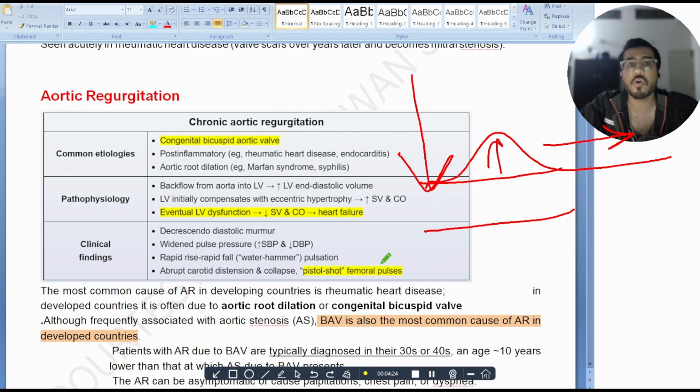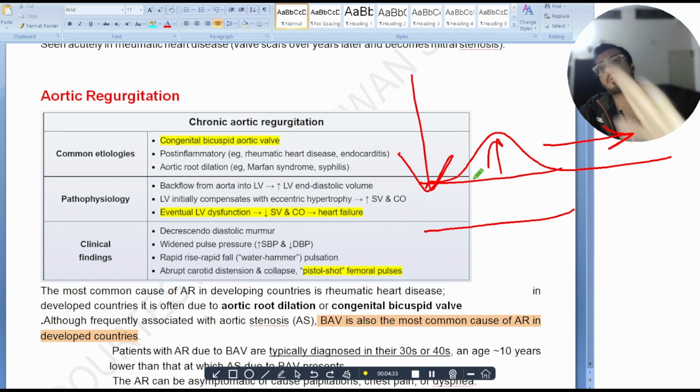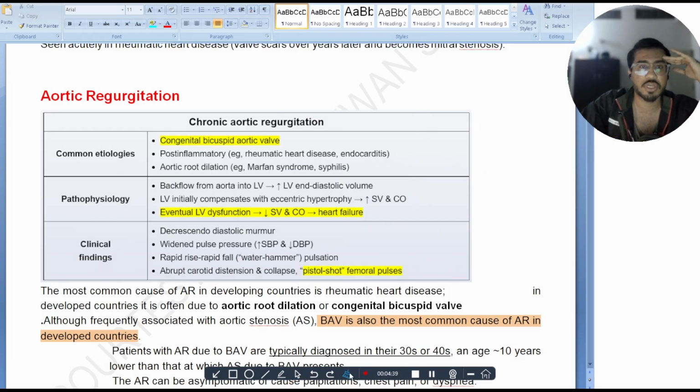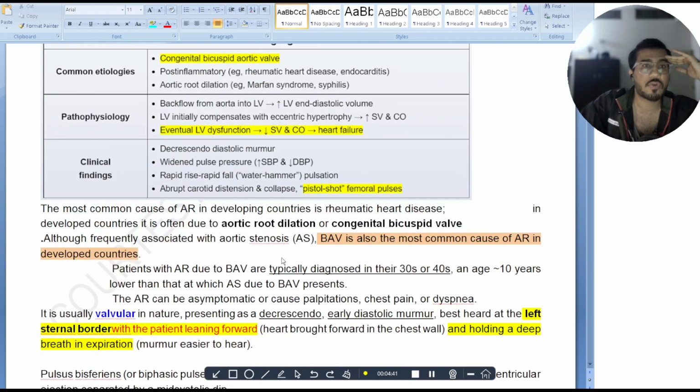Pistol shot femoral pulses, it's the abrupt carotid distension and collapse. It's the same as I showed you here. Abrupt rise and then collapse. It's like a wave is just flowing forward. So now let's just give it a read. I explained everything really logically and well. You can make sense of almost everything.